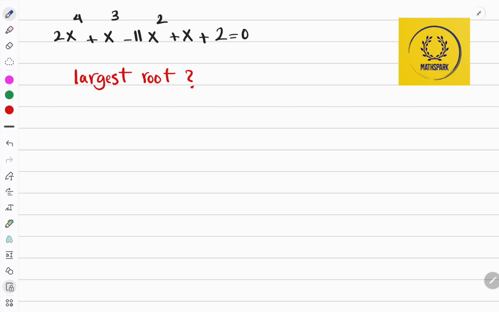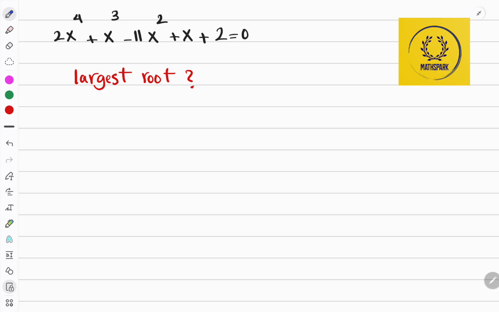Thank you so much. As you can see, we have another challenging algebra question, and I'm gonna solve this question step by step, and at the end I'm gonna check my answer using GeoGebra. Okay, without further ado, let's get started.